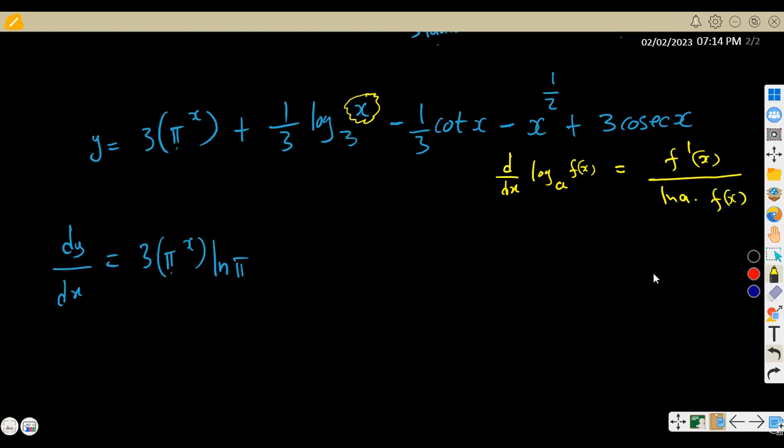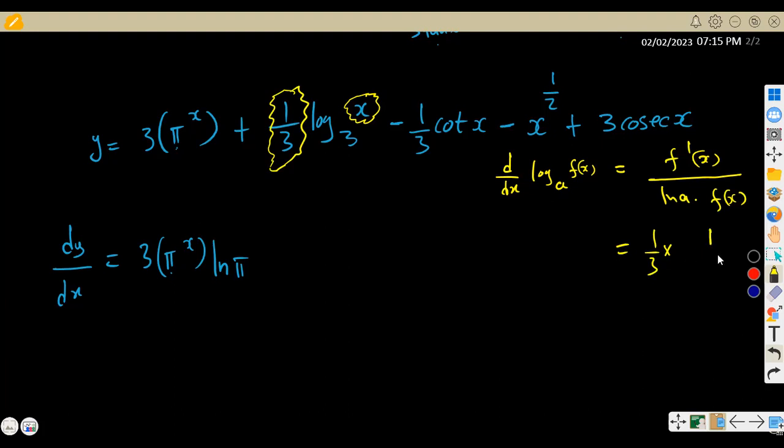So in this case, if we are to apply this concept, you're going to see that a third is just a constant. So you're going to have a third multiplied by the first derivative of f of x, of which our f of x is x. So the first derivative of x is 1.